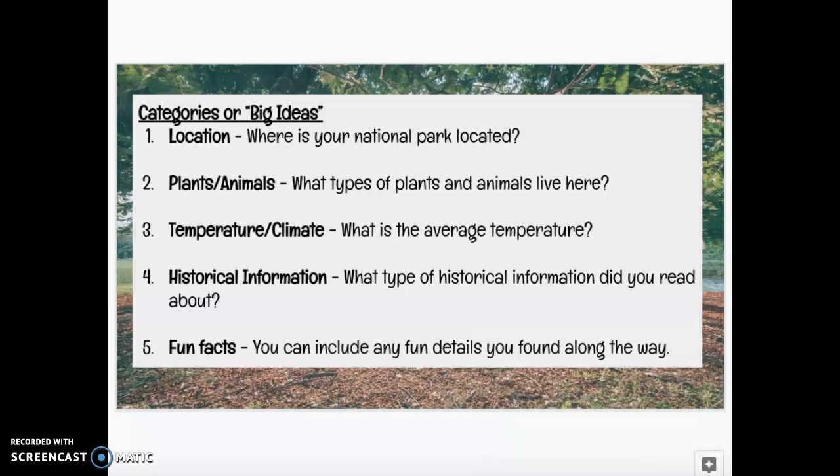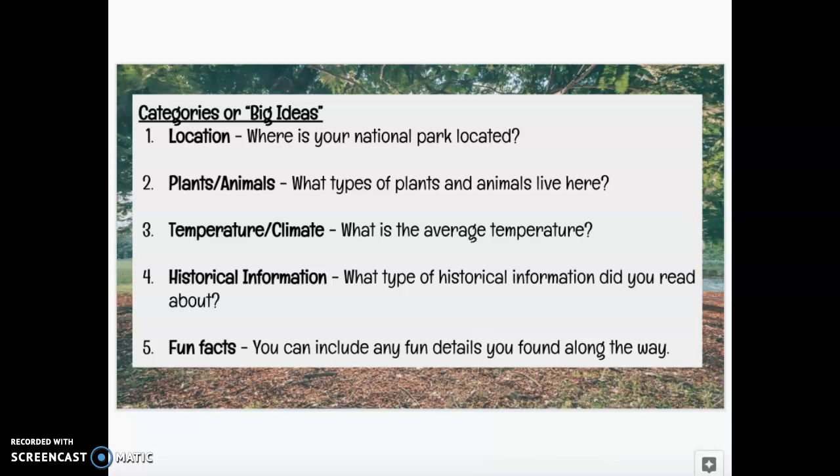Today you're going to be picking one of the four from your list that you narrowed down yesterday. Today you're going to narrow it down even more and pick just one. Then you're going to ask yourself, what do I know already? What do I wonder about? What am I going to research to find out about?